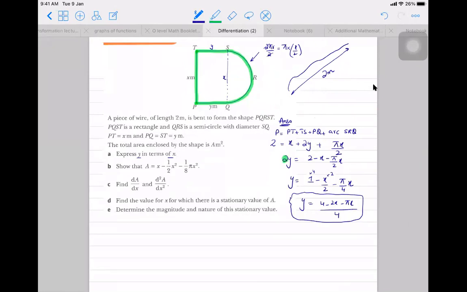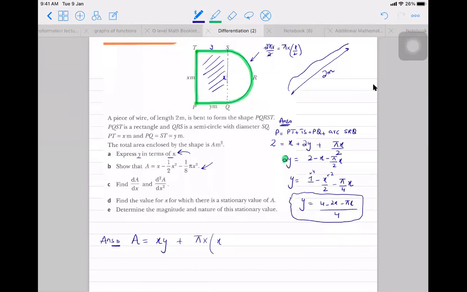If we have made y the subject correctly, we are going to be able to show the second part, that says show that the area comes out to be this. Even if the question does not have this first part, and the expression you are asked to show is only in terms of x and not in terms of y, then obviously you will have to come up with an equation that expresses y in terms of x, because the area equation does not have y right now. Now, if I do the working for finding the area, I know it's a rectangle, so the rectangle will have an area of x times y. And the area of the semicircle is just going to be pi r square over 2.